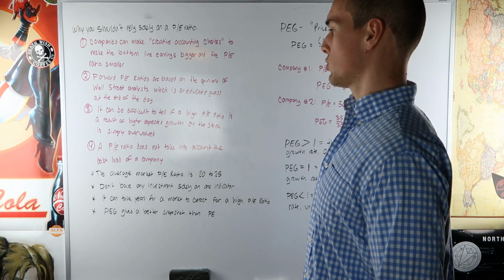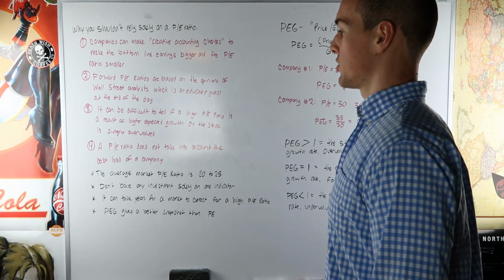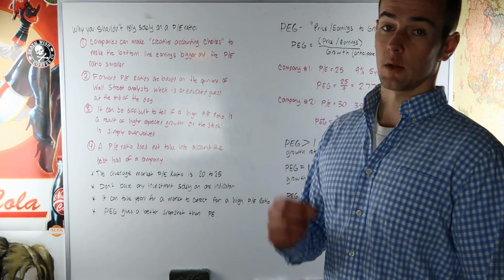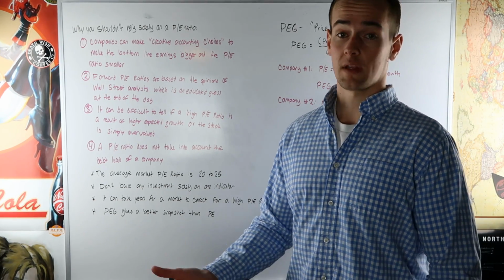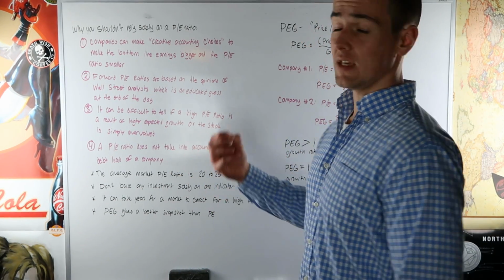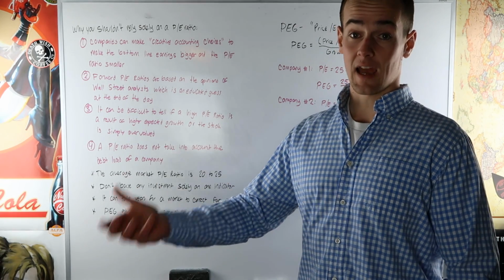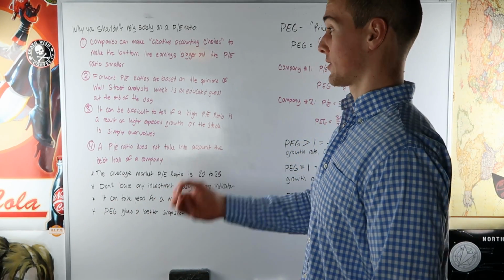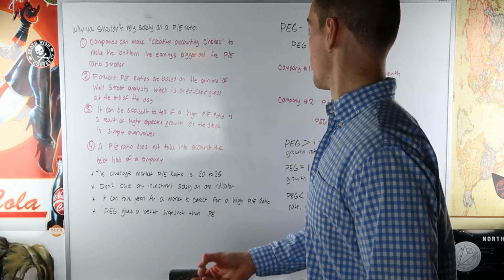And the fourth reason is huge too, guys. A price to earnings ratio does not take into account the debt load of a company. So you have to look at a company and consider maybe they have a high PE ratio because they've taken on debt to expand their business. That would not be represented in that price to earnings ratio.